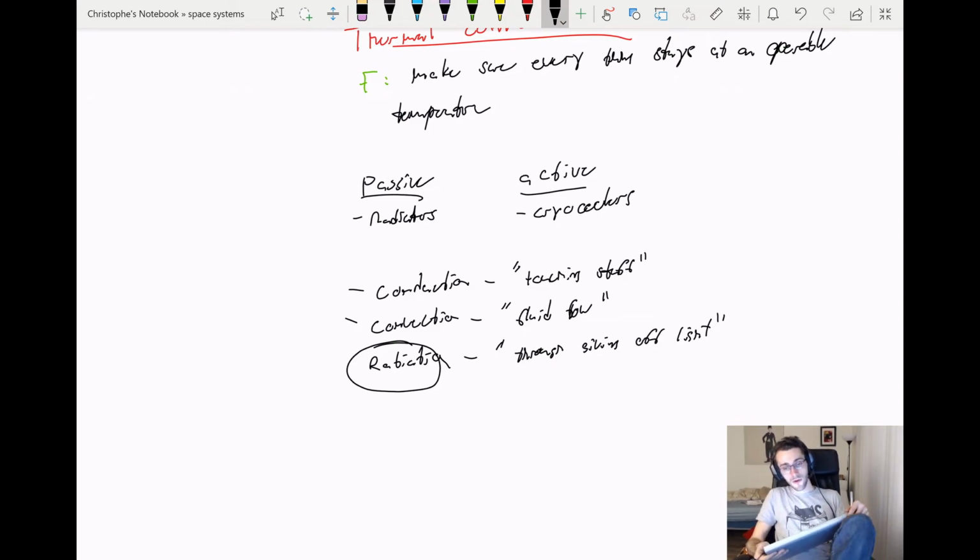So a lot of the different thermal systems on board a space vehicle in some way revolve around losing heat through radiation in some form or another.